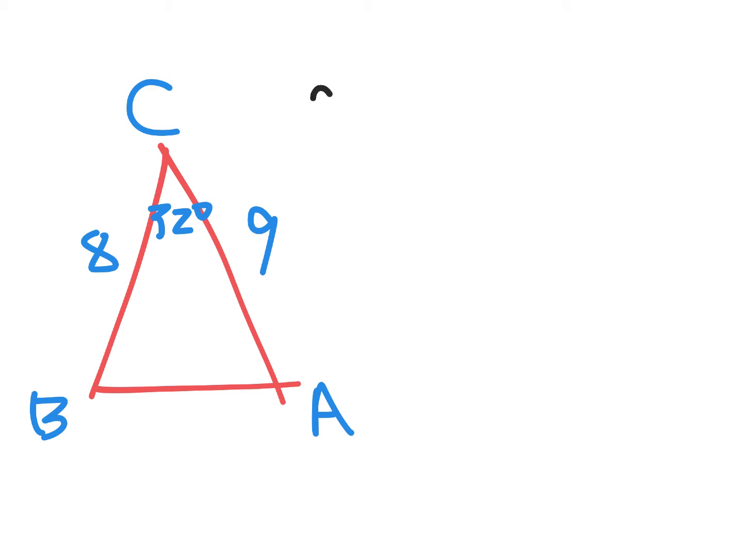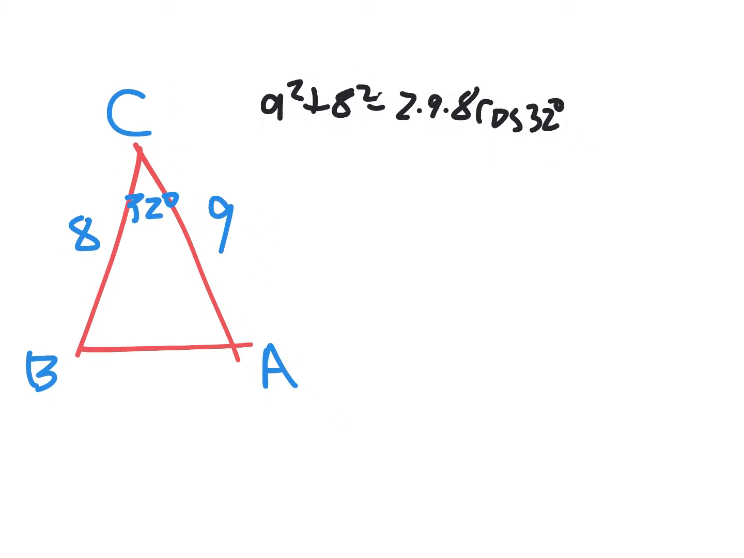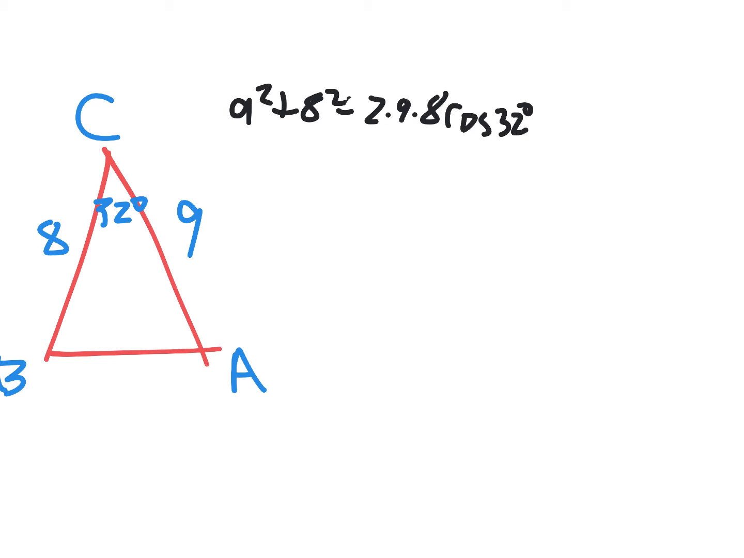So then you'd set up 9 squared plus 8 squared, minus 2 times 9 times 8 times cosine of 32. And this is the easiest kind because it's just all one big equation and it equals c squared. All you got to do is take a square root at the end. Compare with the kid next to you and see what you got.